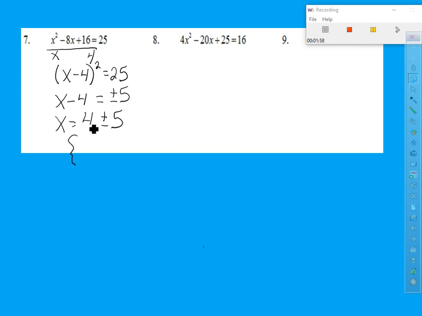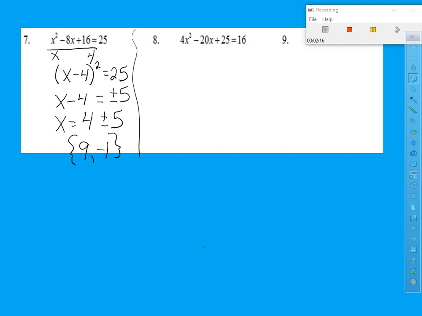Since this is an integer, we can simplify those. So 4 plus 5, one answer is 9. 4 minus 5, the other answer is negative 1. So you've got to remember the square root property. I'm going to do number 8 with you, then one more where you have to reduce the radical, because completing the square uses the square root property.